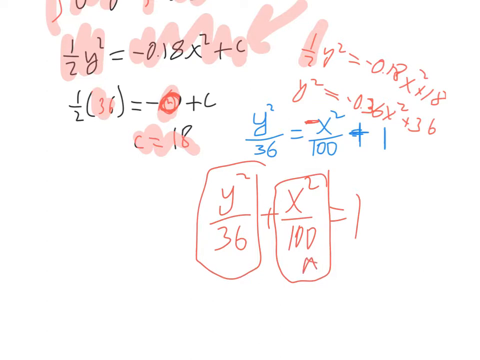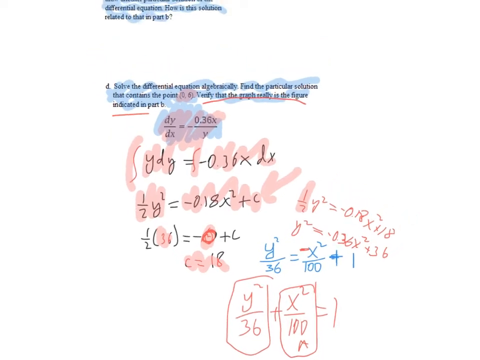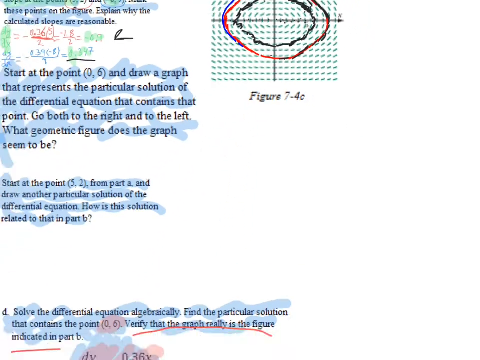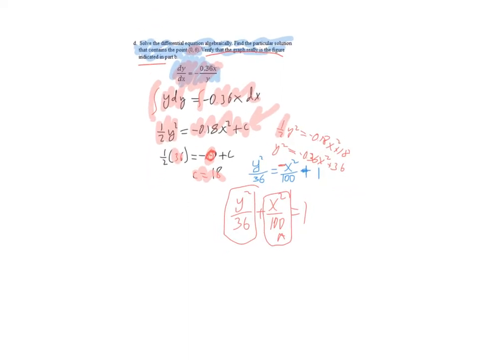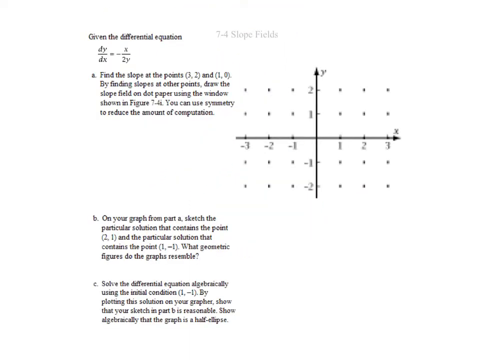So did that answer the question, by the way? Verify that the graph really is the figure indicated in part B. It is. I can graph it and then it will actually follow it. You see that these graphs are ellipses. So if I was to graph this one, I will get a graph that will fit the slope field lines. I do not want to make this video any longer than it already is.